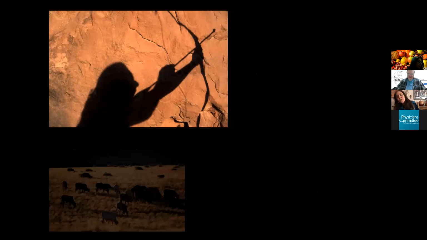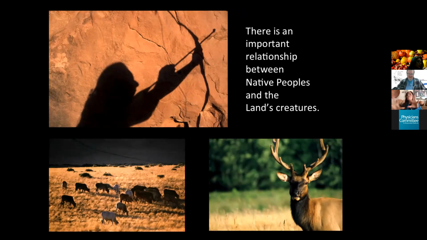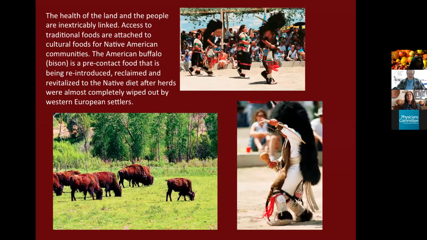So what we also want to acknowledge is that there's an important relationship between Native people and the land's creatures and the land's plants. We've always had ceremonies. So the land and the people are linked, right? You can't have a healthy land without a healthy people, and you can't have a healthy people without healthy land.